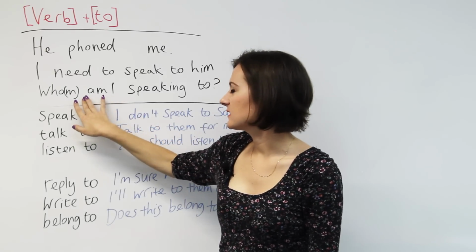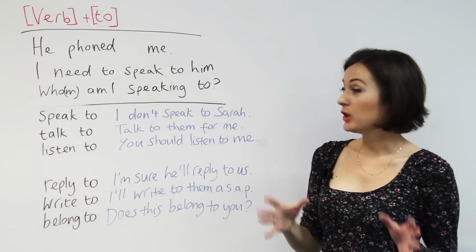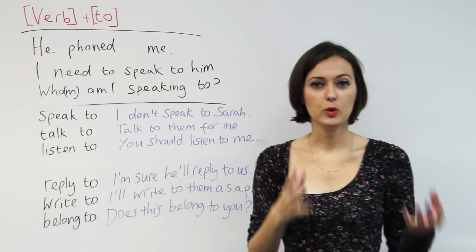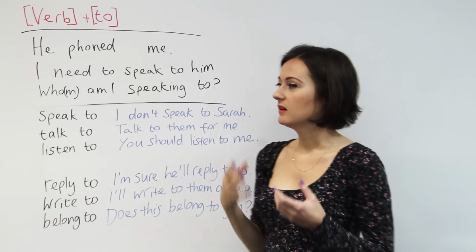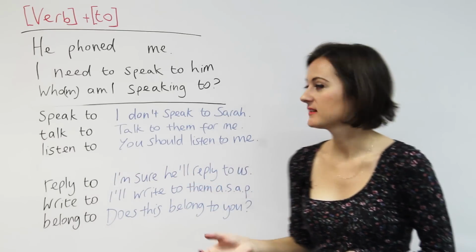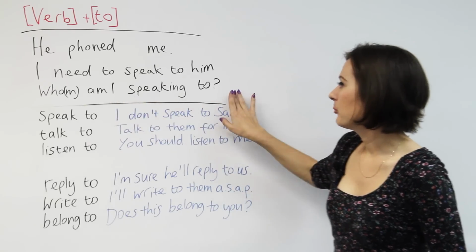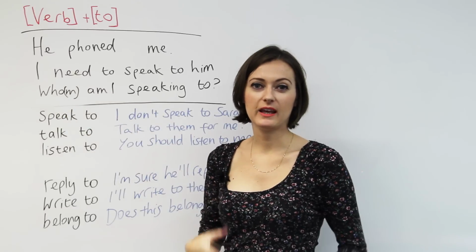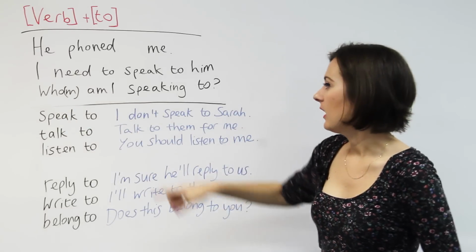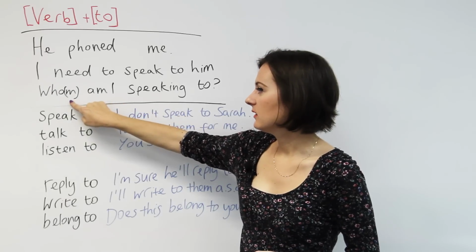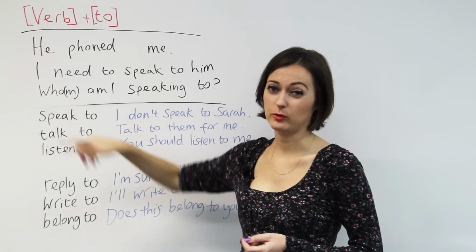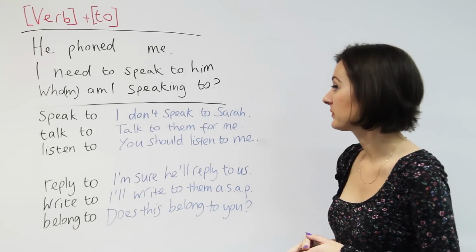And let's look at this example. Who am I speaking to? Or sometimes, whom am I speaking to? What about this one? Is this one correct? Yeah, they're both correct. In speech, you'll probably hear who am I speaking to, but formally it would be whom, with an M written there, or sometimes said in speech that way.